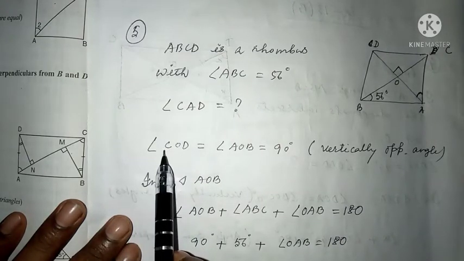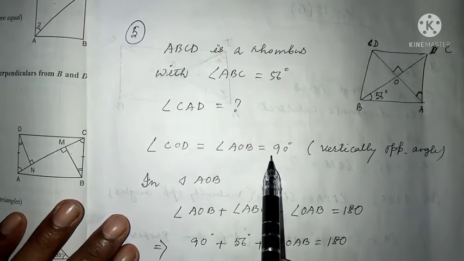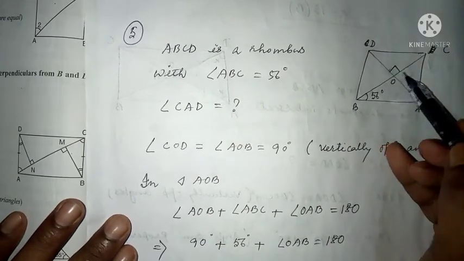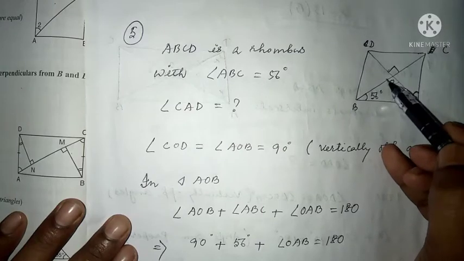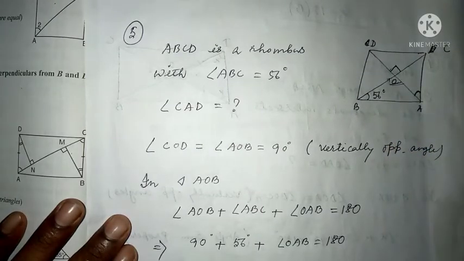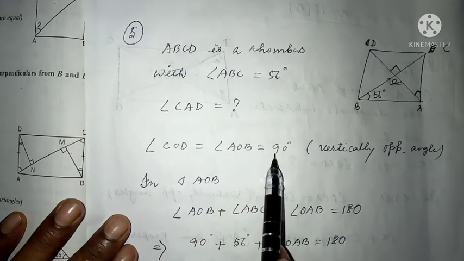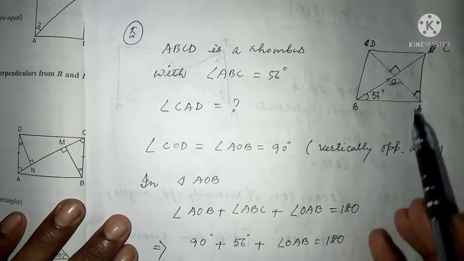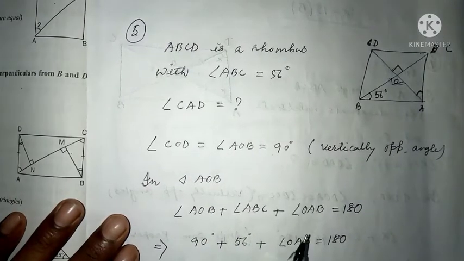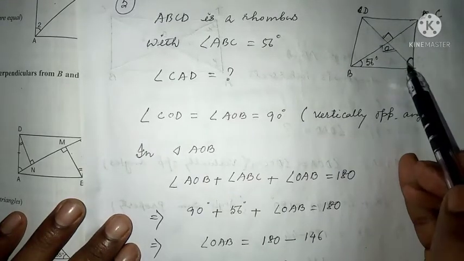Then see here, COD equals AOB, it is 90 degrees, because if this angle is 90, this angle must be 90 degrees. The reason is vertically opposite angles. And one more thing, we know that in a rhombus the diagonals bisect at right angles. So both angles will be 90 degrees, vertically opposite angles, because one is 90, another must be 90 degrees. Now I have considered triangle AOB.